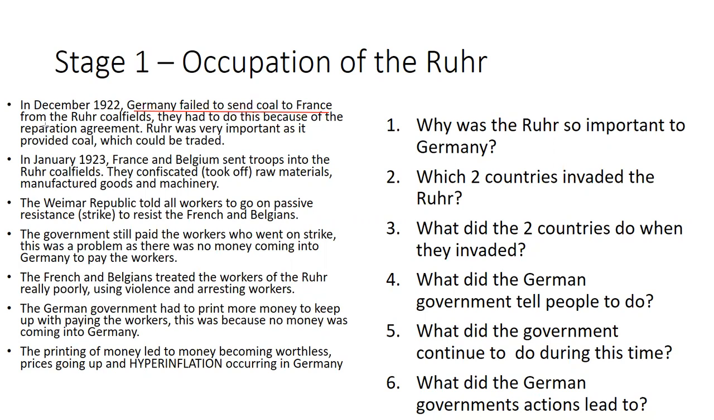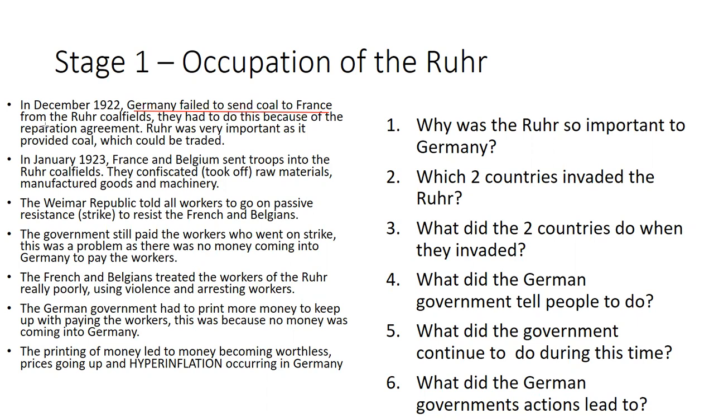Now, the Ruhr was vitally important to Germany because it provided coal, and it had a lot of manufactured goods, and a lot of raw materials that could be used to pay this reparations payment. But the agreement was that if Germany missed one of these payments, they would be invaded. So due to Germany missing a payment in December 1922, in January 1923, France and Belgium sent troops to the Ruhr coalfields. They confiscated raw materials, manufactured goods and machinery, and effectively took over the Ruhr.